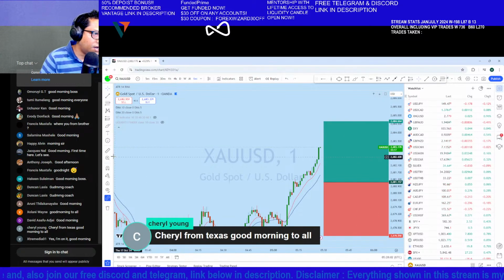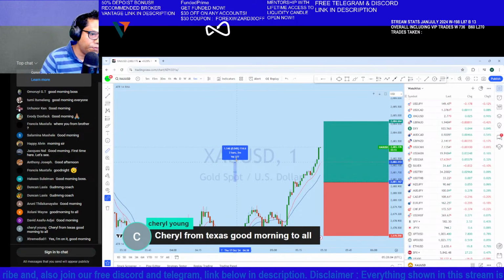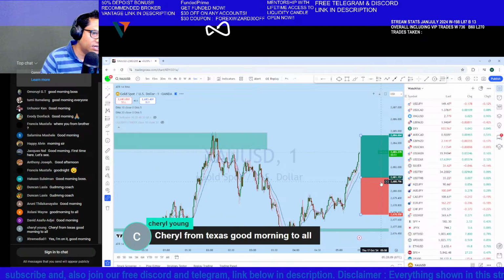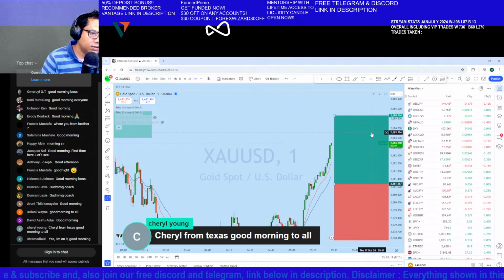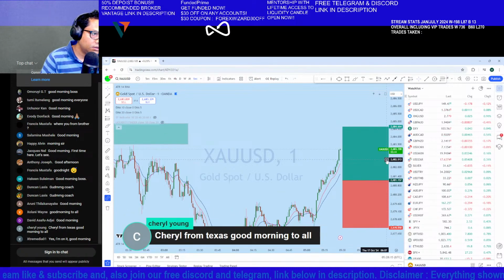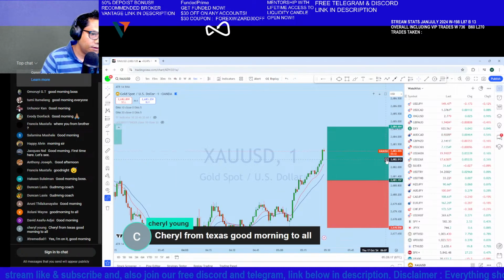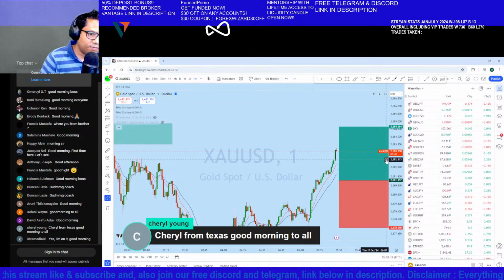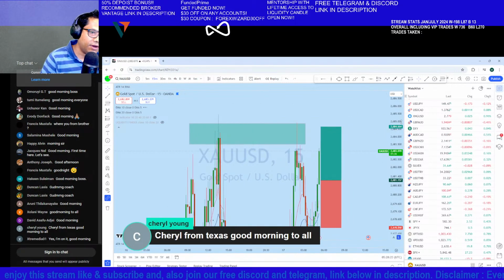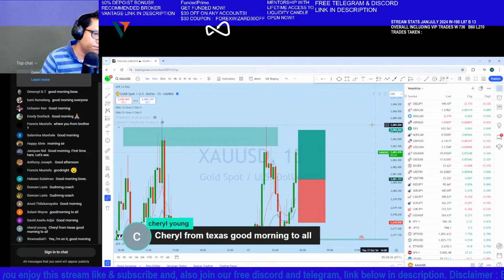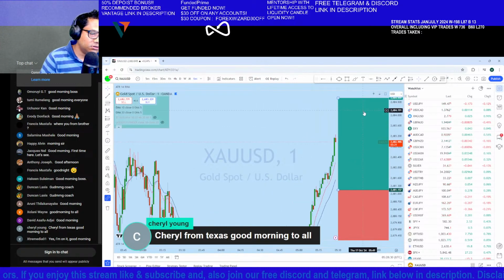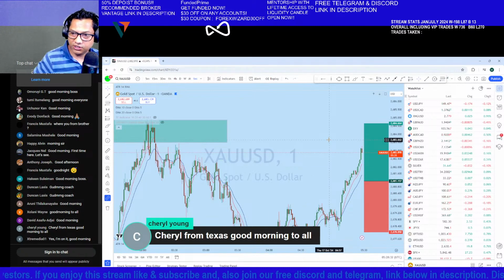We can see some upside here in terms of pips, which is basically 20 pips moving up in that direction. And yeah, also we need to know the reason behind the trade, right? Which is another very important aspect of trading.